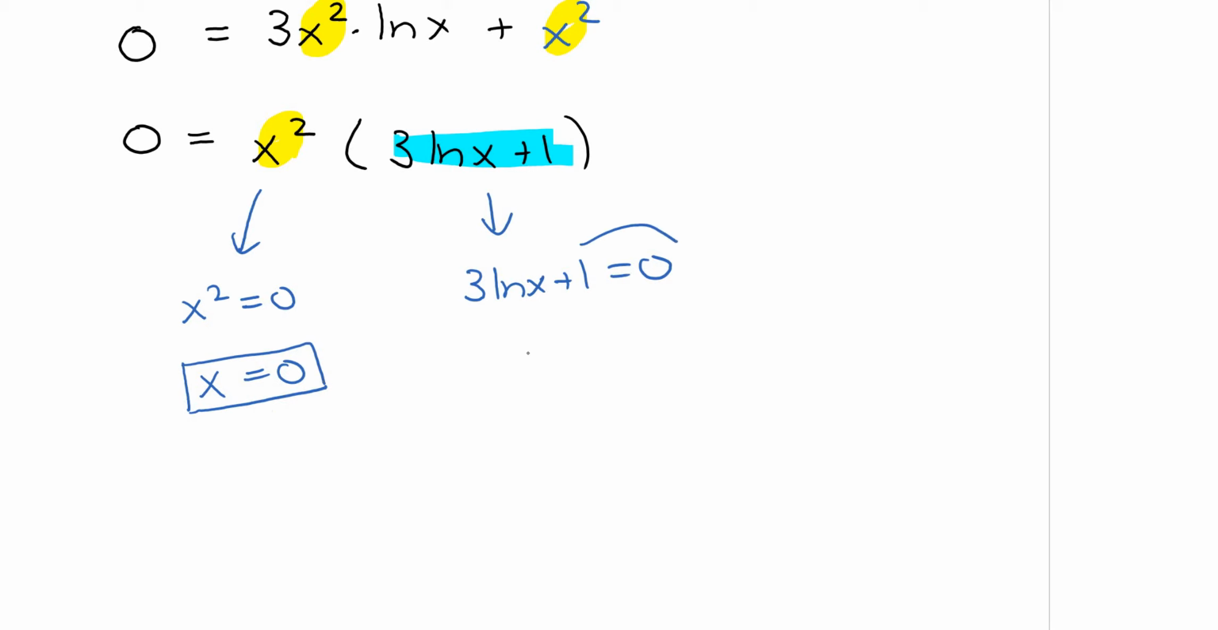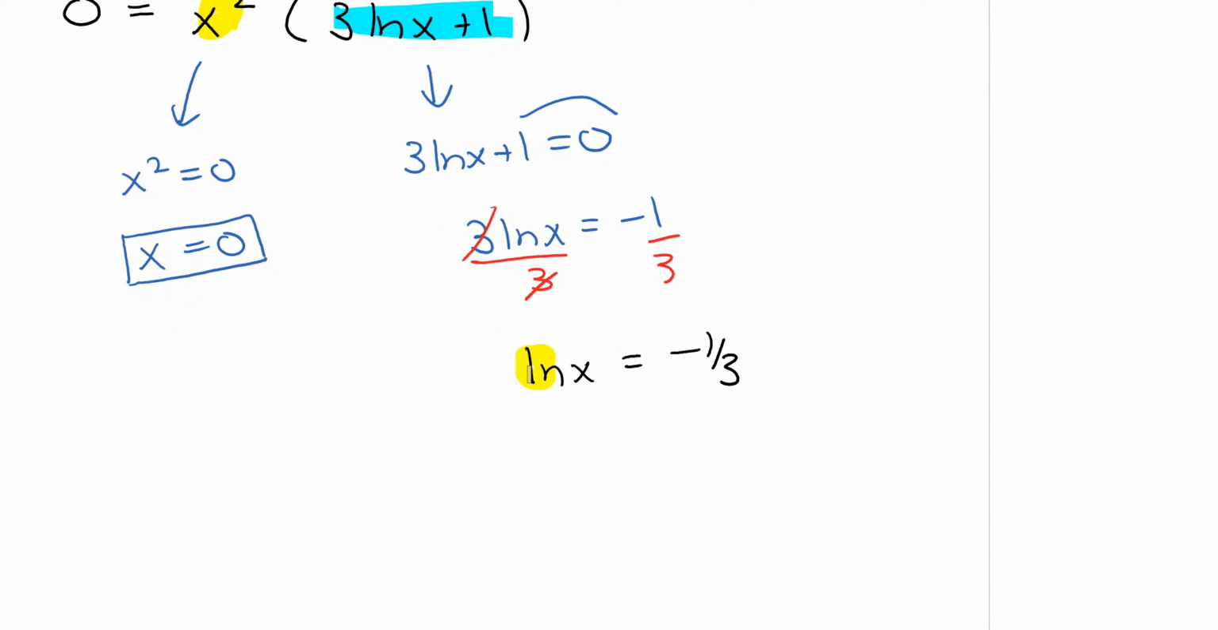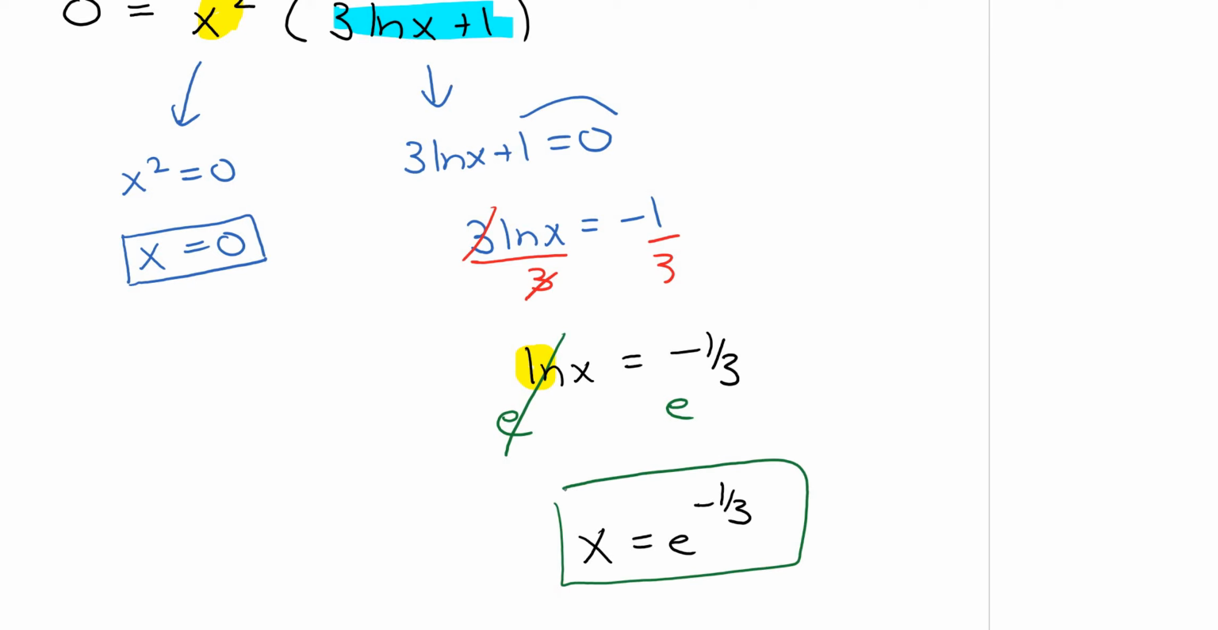On the next one, the 1 can go on to the other side, giving me 3 ln x equals negative 1. And then I can divide both sides by 3. And now I will have ln x equals negative 1/3. And in order to get rid of this ln right here, I need to raise both sides to the power of e. So the e and the ln will cancel off, giving me x equals e to the power of negative 1/3. All right, so that's looking like my critical numbers. So my critical numbers are 0 and e to the power of negative 1/3.